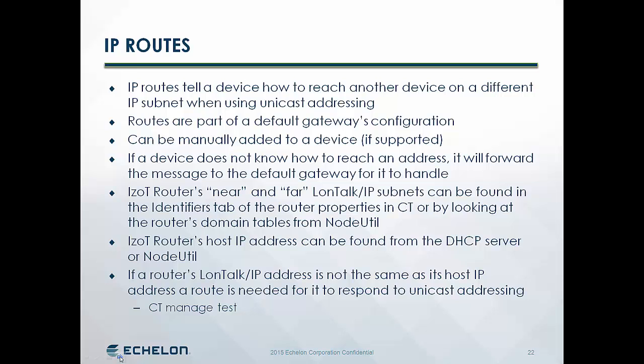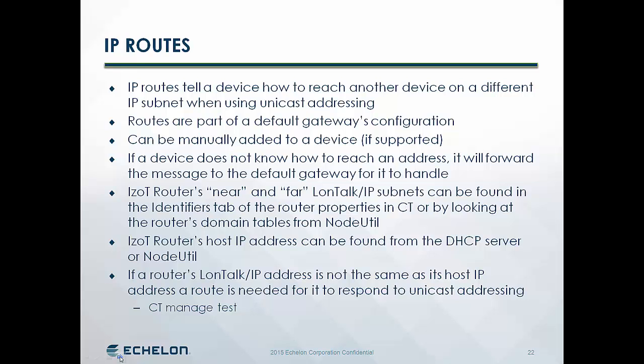Now, IP routes tell a device how to reach another device on a different IP subnet when using unicast addressing, and routes are part of a default gateway's configuration, and they can be manually added to a device if it's supported. So, for example, PCs and Linux machines support routes. And if a device does not know how to reach a given address, it will forward the message to the default gateway for the default gateway to handle.